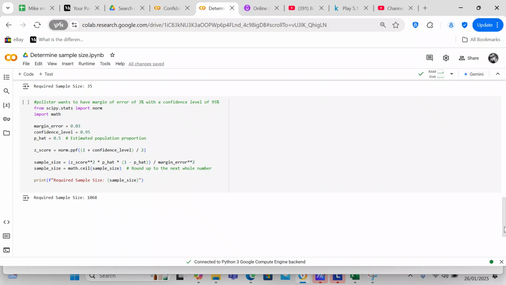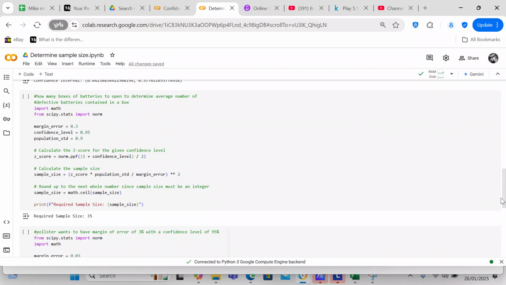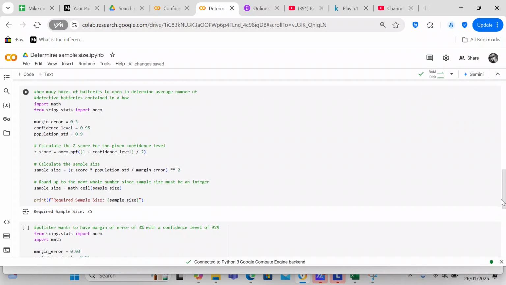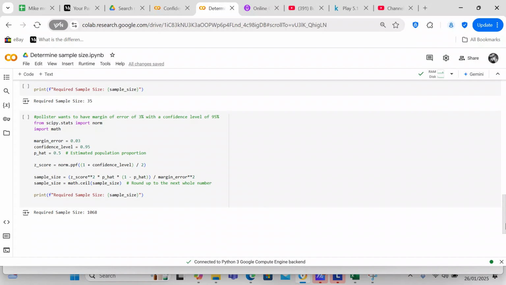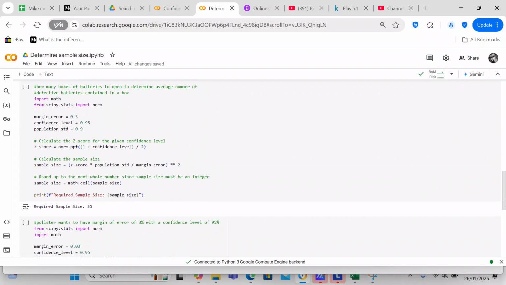of 95%. So those are two real-world examples on how to calculate sample sizes. One of the ways to calculate sample sizes is with the margin of error, the confidence level, and the population standard deviation. And the second way to calculate the sample size is margin of error, confidence level, and your p hat. So that's it for this particular video. We've given you information on how to calculate the sample size in Python.